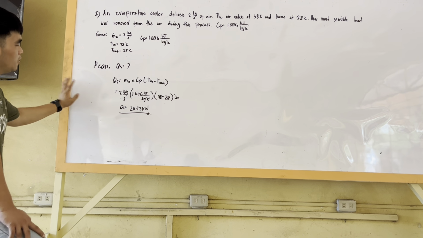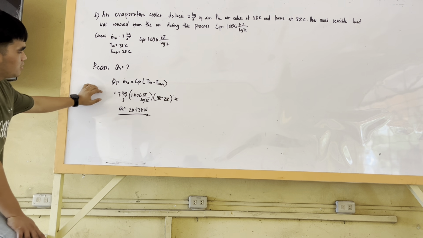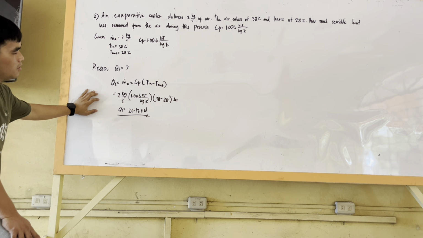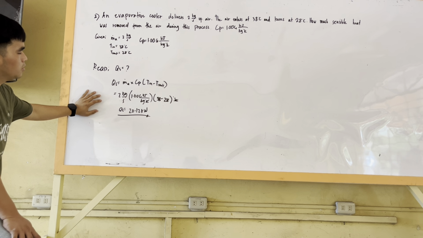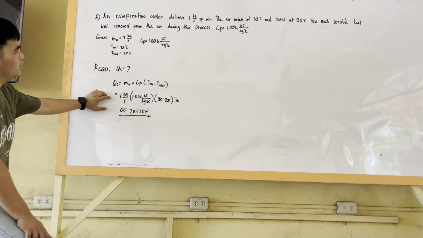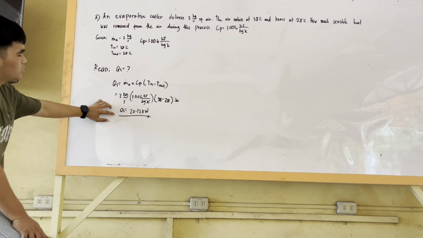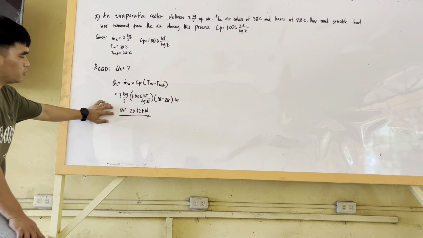We have Q equals m_a times Cp times T in minus T out. So we put in the given, and we have the answer: Qs equals 20.12 kilowatts.